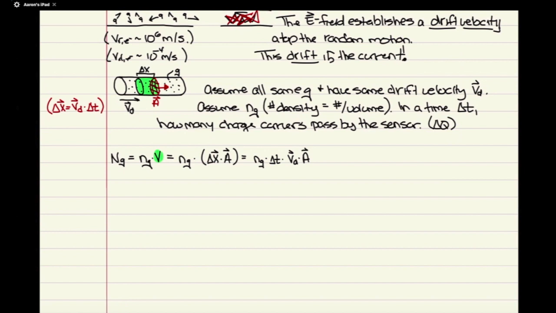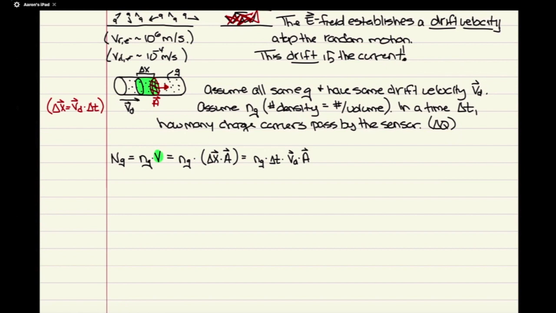And again, taking the dot product, because you have these two vectors, mathematically you could think I need to take some sort of thing that turns vectors into scalars because the number of charges, capital N sub q, is a scalar. But the dot product, again, is also taking into account the flux. It is taking into account the fact that if the velocity is, say, perpendicular to the cross-sectional area, then obviously nothing is passing by the sensor. And that is maximized when the velocity is perpendicular.